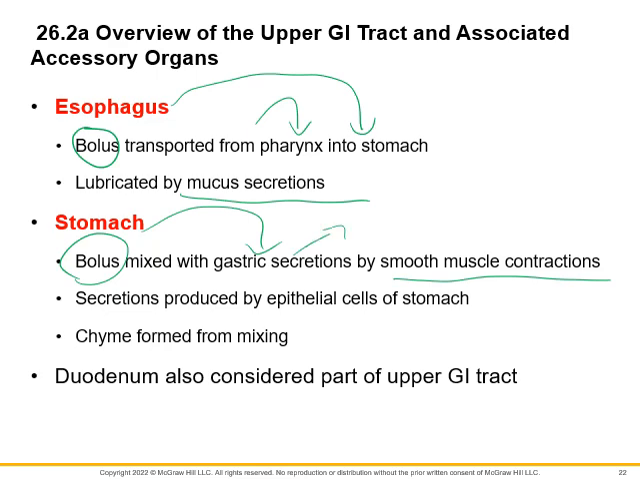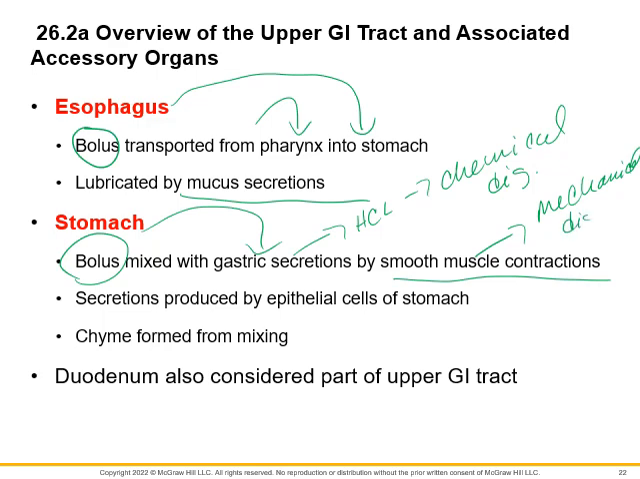So again, you're going to have hydrochloric acid, which is going to be a chemical digestion. And then you're going to have these smooth muscle contractions, which are going to be mechanical digestion. Now we call it chyme. So as it leaves the stomach, it's gone from a bolus to chyme. Chyme is dumped into the duodenum, which is still considered part of the upper GI tract.